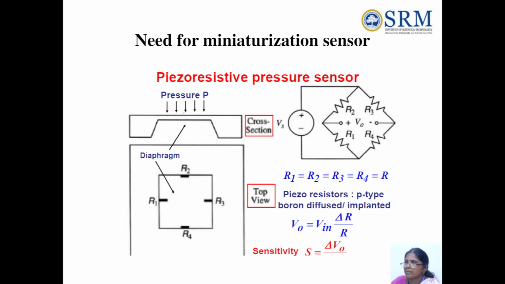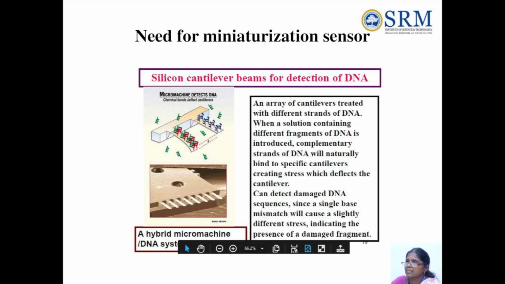According to the piezo-resistive effect, initially the bridge is in balanced condition. When we apply some pressure, at that time some potential is developed across the bridge. This is the silicon cantilever beam for detection of DNA. An array of cantilevers is treated with different strands of DNA.